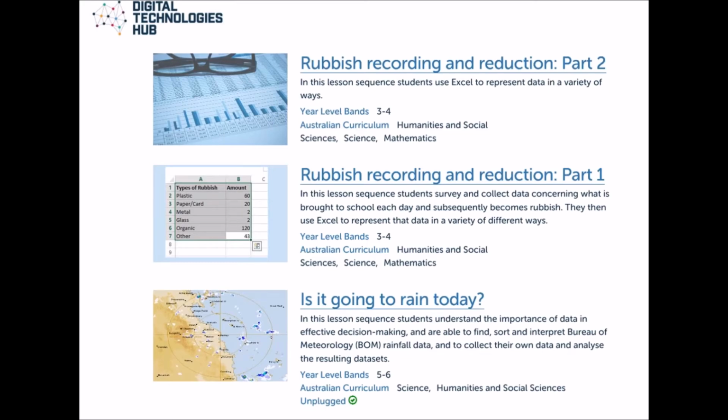In the DigiHub, we then move up to the 3-4 and up to 5-6 rubbish recording, part 1 and then part 2. And these are really good examples because it's actually providing students with authentic opportunities in their learning. So they're actually looking at the level of rubbish in their area, and creating some information and some ways of presenting this to a real audience.